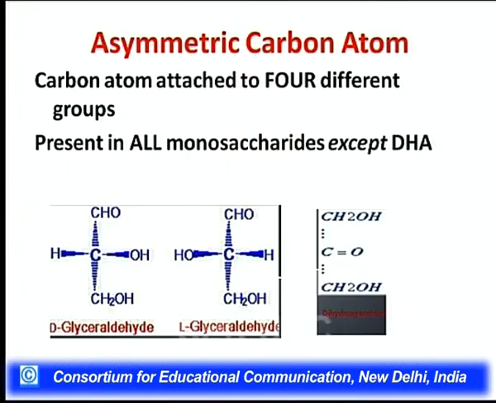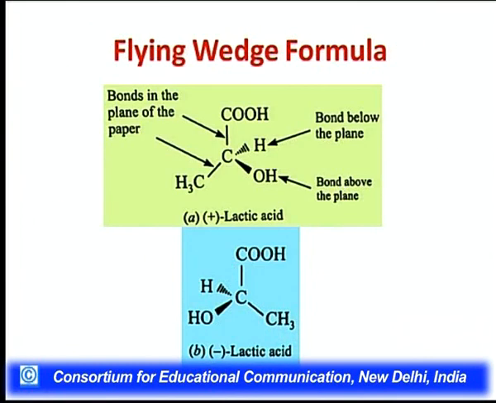Whereas dihydroxyacetone, which is isomeric with glyceraldehyde, does not have a chiral carbon. Since it does not have a chiral carbon, it will not exist as a pair of enantiomers. Before I proceed further with optical isomers, that is enantiomers, I would like to explain two formulas to you.